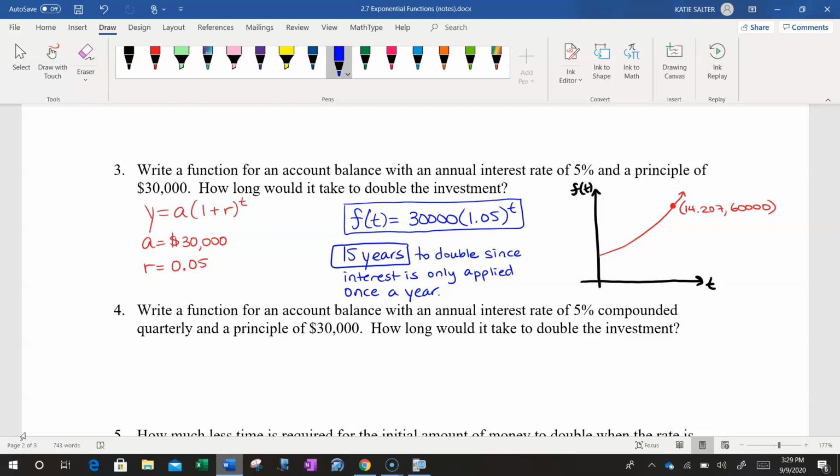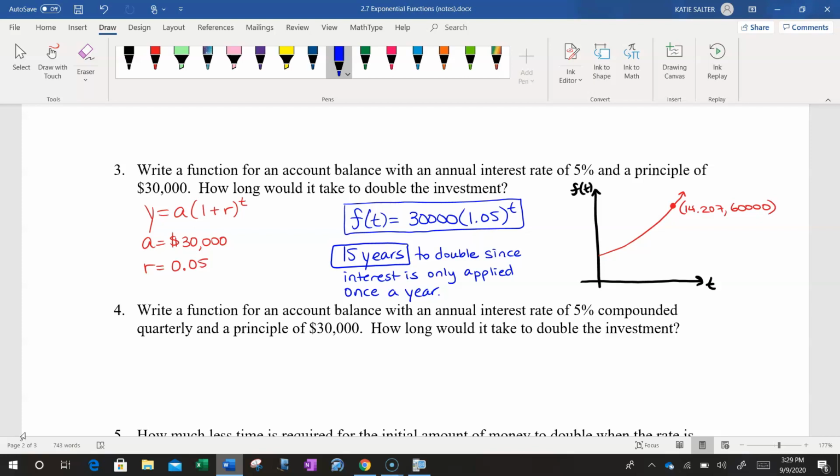So if we graph that function in our calculators and we graph y equals 60,000, we will find an intersection around 14.207. The problem is, though, it's an annual interest rate, and it didn't say anything about being compounded. So if they only apply the interest once a year, you can't say 14 years because it wouldn't have reached 60,000 yet. You have to round up to 15 years.